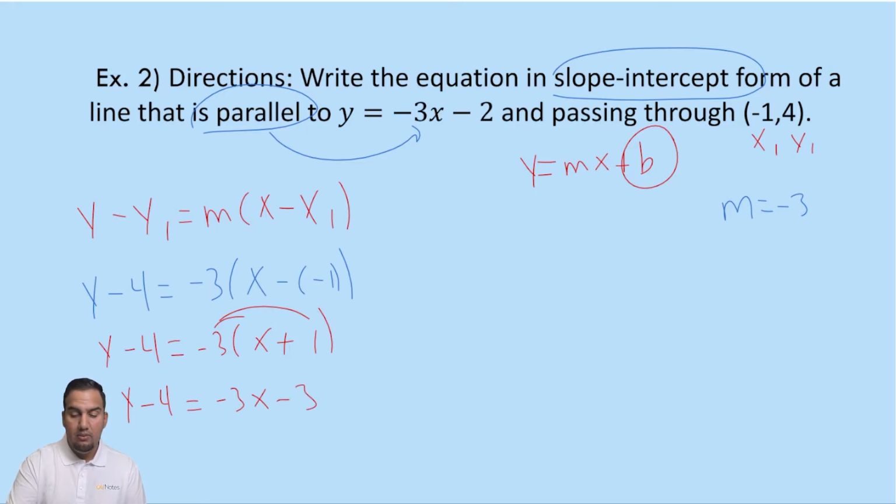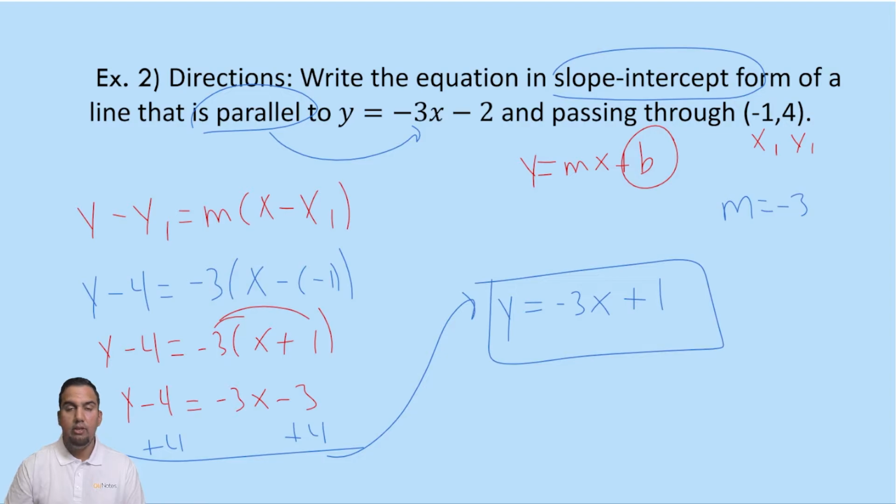And then my next step is going to be to go ahead and do what? Isolate y. So in order to isolate y, I need to add 4 to both sides. And I'm going to go to the other side. And my final answer is going to be y is equal to -3x. -3 plus 4, 1 negative, subtract, and keep the sign of the bigger number. And I get y equals -3x plus 1. So a line that's passing through -1, 4 and parallel to -3x minus 2 is going to be that equation that I boxed in. Again, parallel means the same exact slope. The b that's given to you in the original problem, the y-intercept, is irrelevant in the new problem.